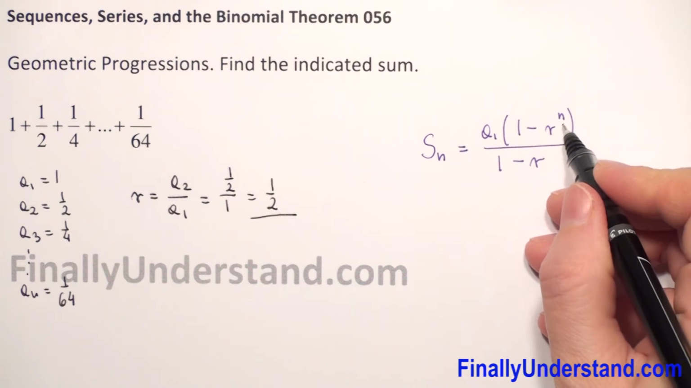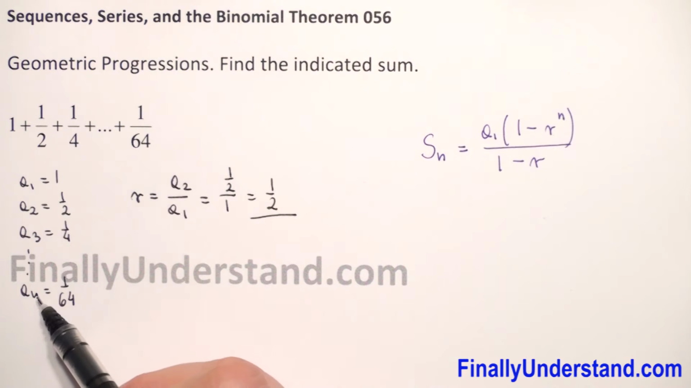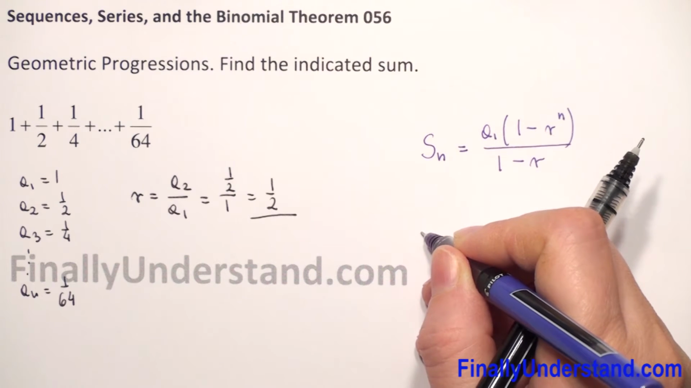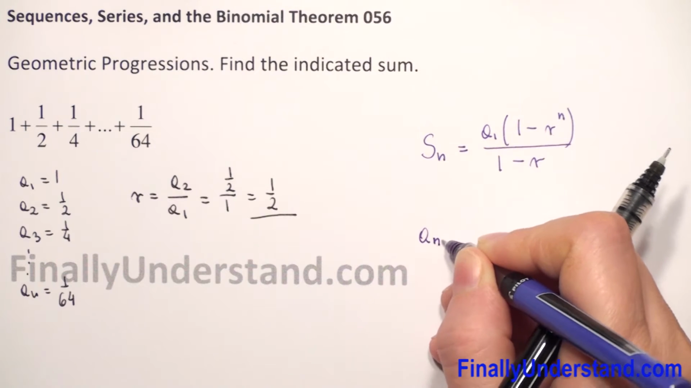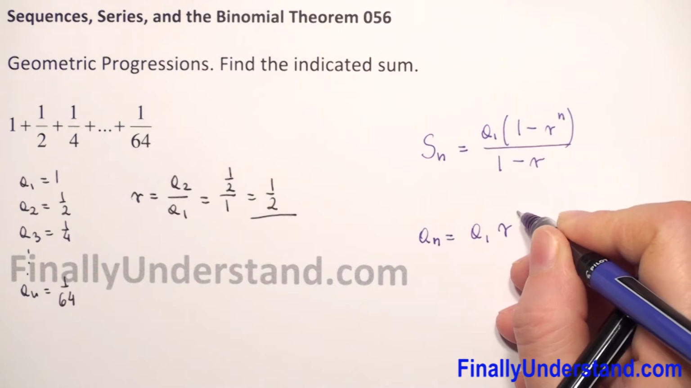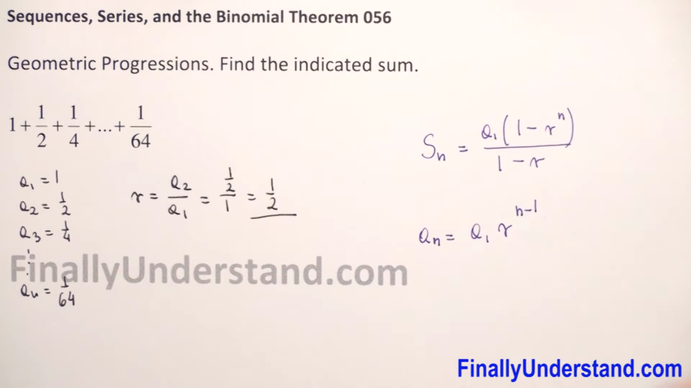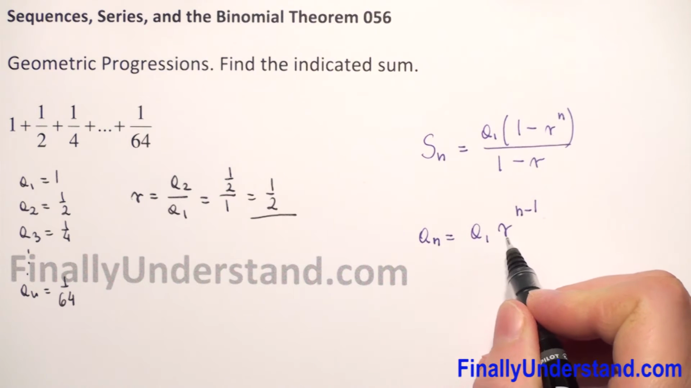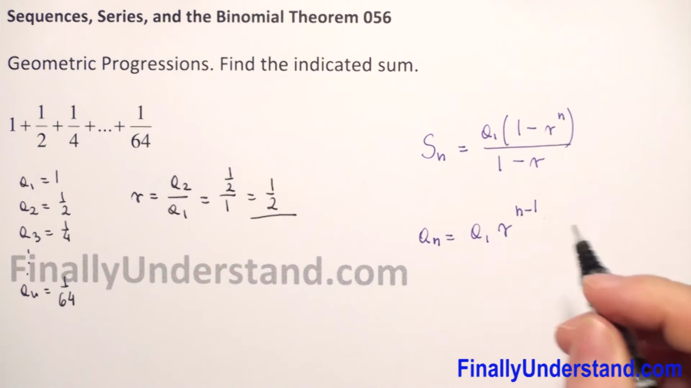So what else do we need? n. Because we are given the last term of our geometric progression, let me remind you of the formula for the nth term of a geometric progression: an is a1 times r to the power n minus 1. We have an, we have a1, and r. Our unknown is only n.